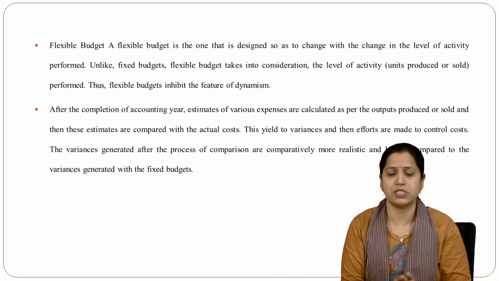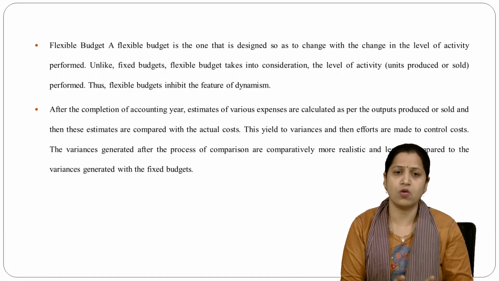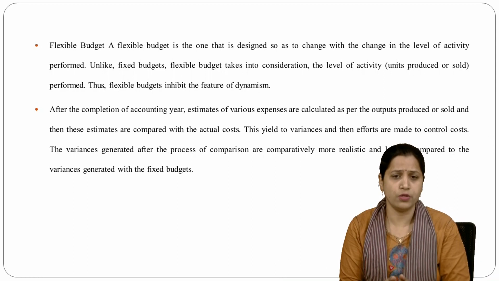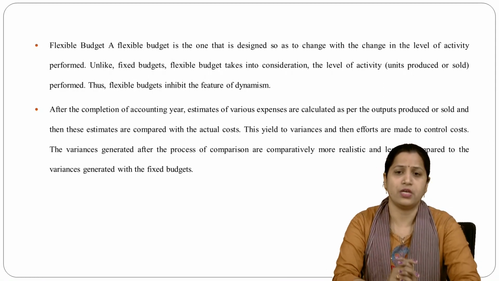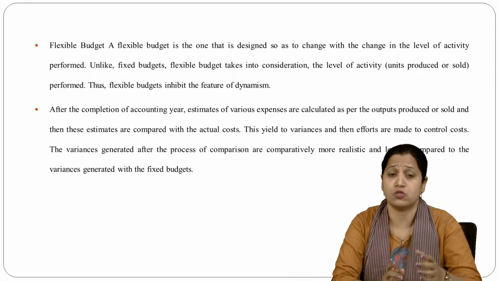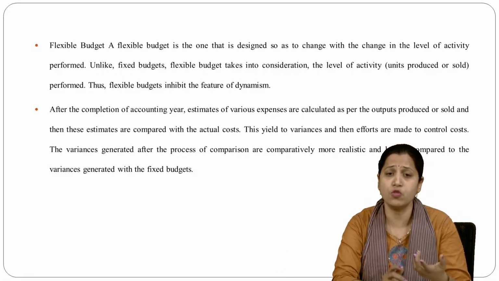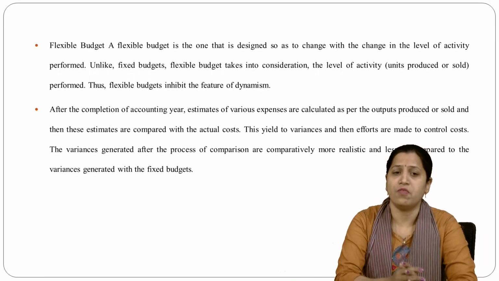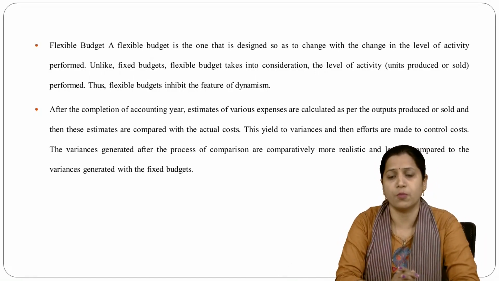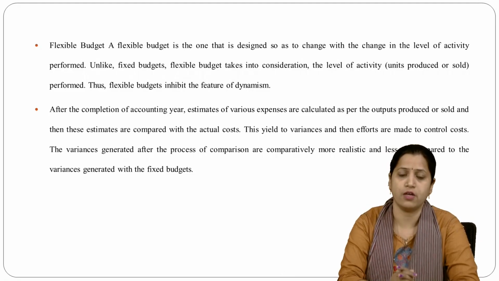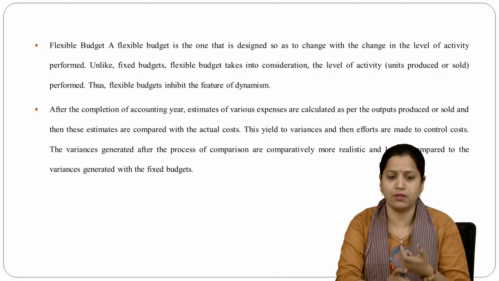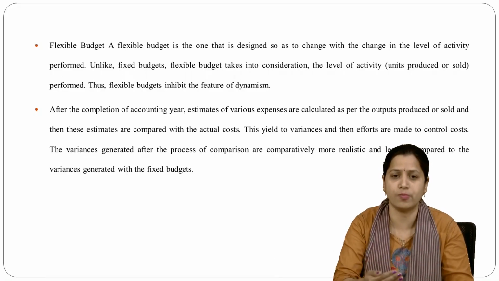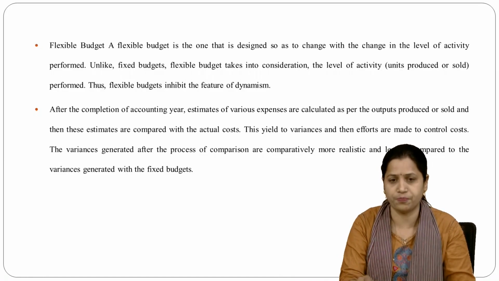So what happens in the flexible budget? The actual cost and the budgeted cost, that is the estimated cost, both we are going to compare, and this yields variance, and then efforts are made to control the cost. So if it is much more than the estimated one, we will try to reduce the cost, and the variance generated after the process of comparison is comparatively more realistic. So here we have to take care that the objectives that we are preparing must be realistic, must be achievable, or we can say must be feasible.